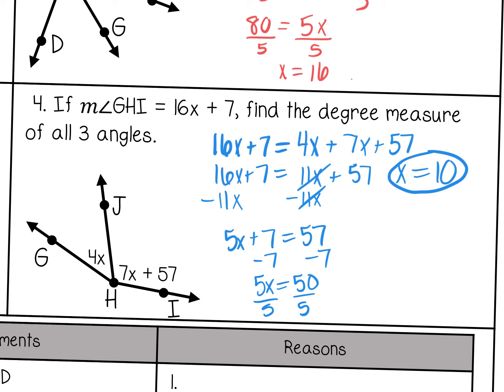So now that x is 10, we've got to plug x in here, here, and here. So 4x, so 4 times 10 is 40 degrees here. 7 times 10, so 70 plus 57 is 127.